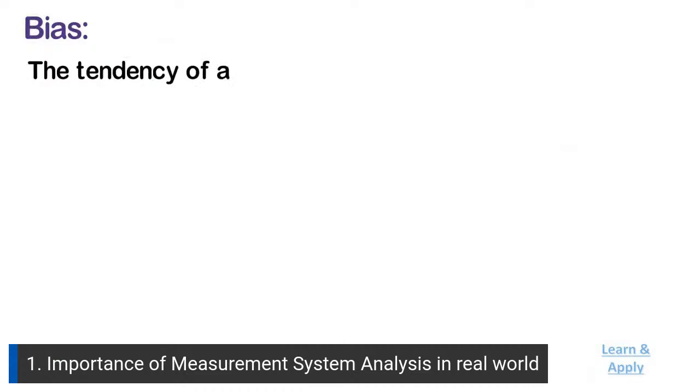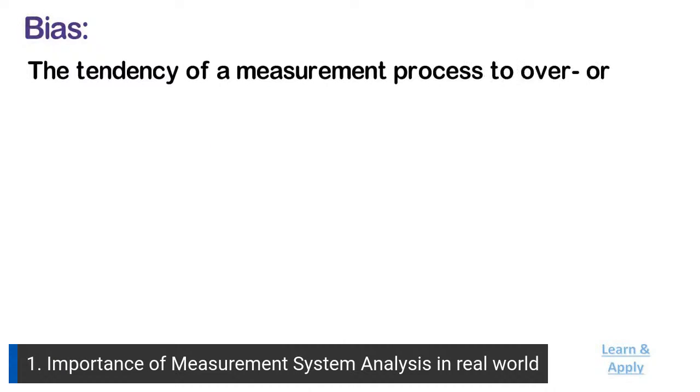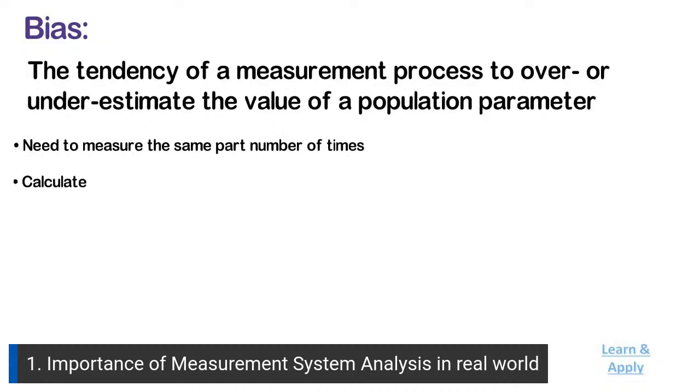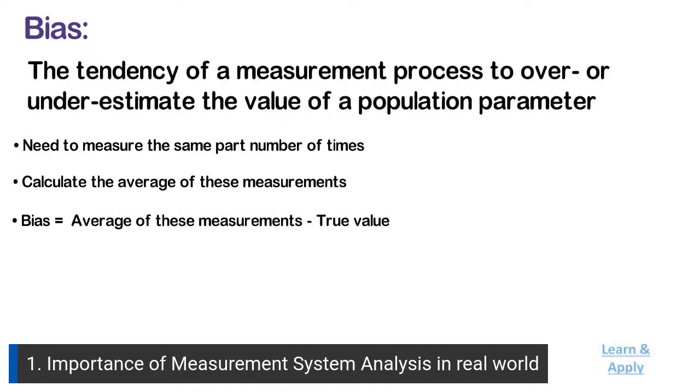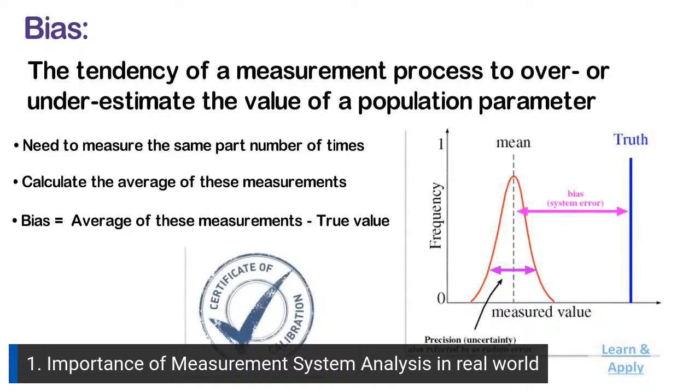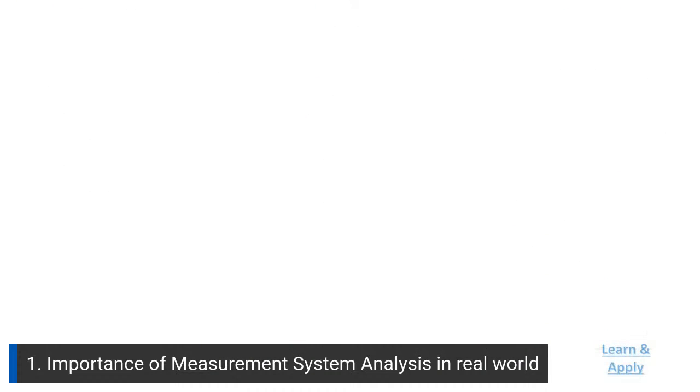Bias. Bias is the tendency of a measurement process to over- or underestimate the value of a population parameter. To estimate the bias, we need to measure the same part a number of times, then calculate the average of these measurements. The difference between the average of these measurements and the true value is called bias. Calibration of measurement equipment helps us minimize the bias during usage.